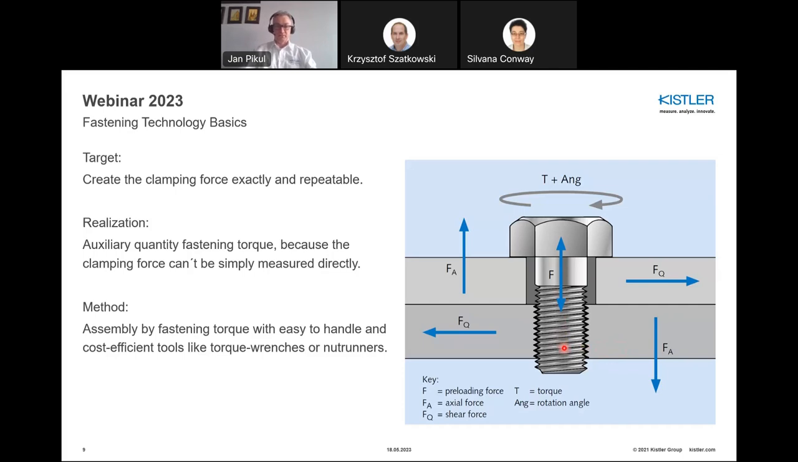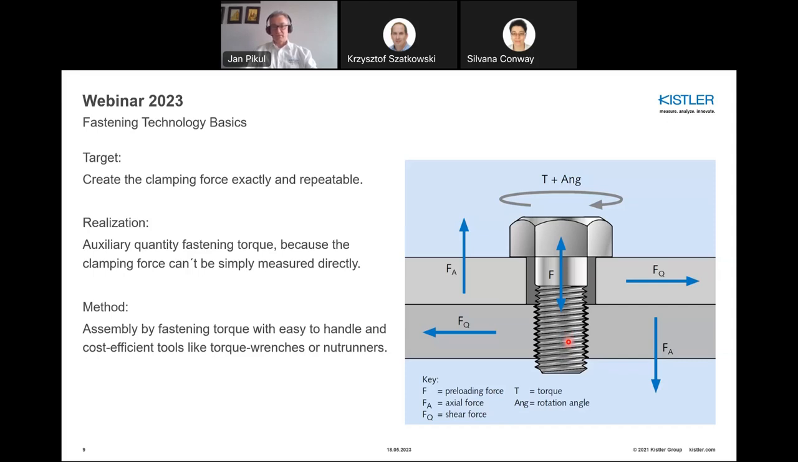And this is something we have to learn, and the engineers work on that almost every day, how big this force is. And the problem is that in daily life, it's not so easy to control the clamping force. We know the force must be created, but the direct method of measuring is very difficult. And in the production process, the measuring is almost impossible.